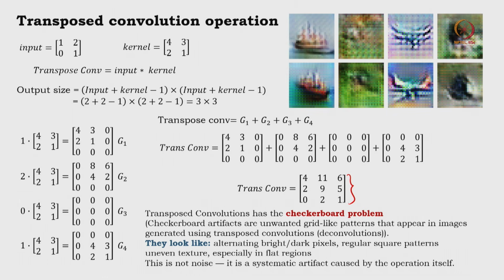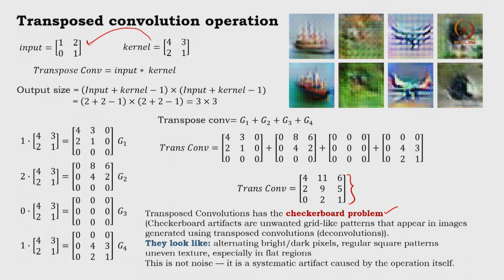You can visualize this in the diagram. You can see a grid-like texture in the image, where you have boxes or alternating bright and dark pixels, a square pattern. Can you see the uneven texture? You can see something like this as an output if you go for transposed convolution. And what is this problem? This is called the checkerboard problem, and it has occurred because of uneven movement of the kernel over this input image.